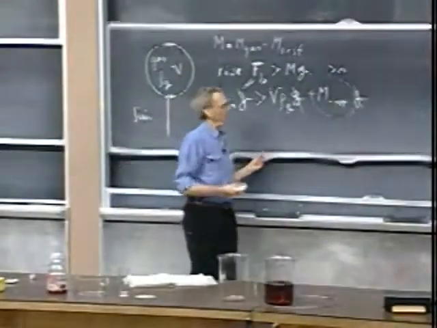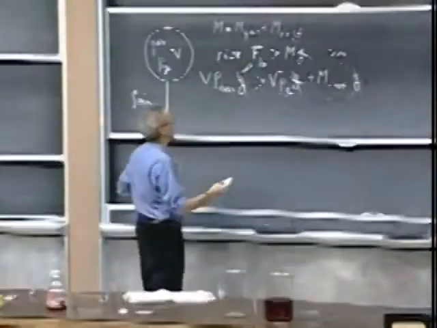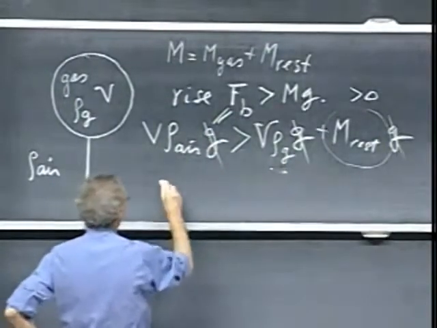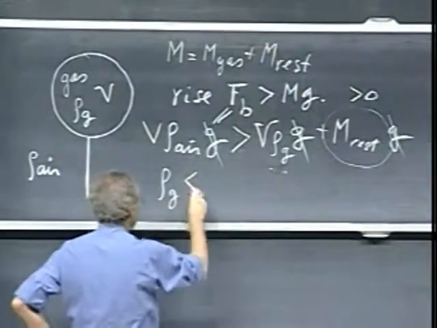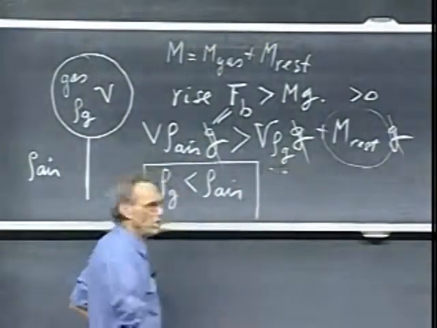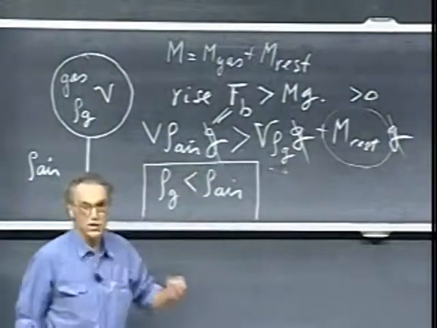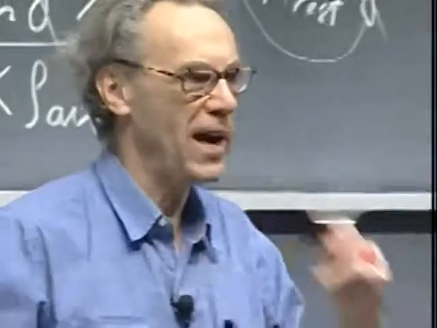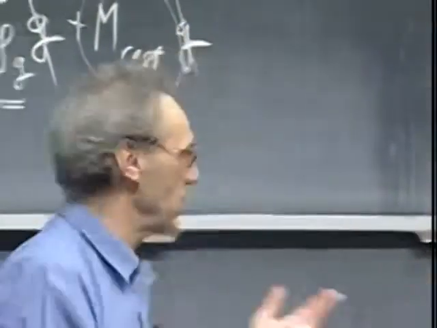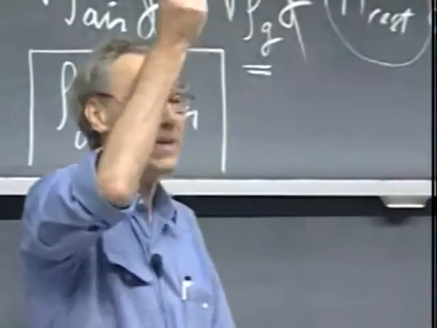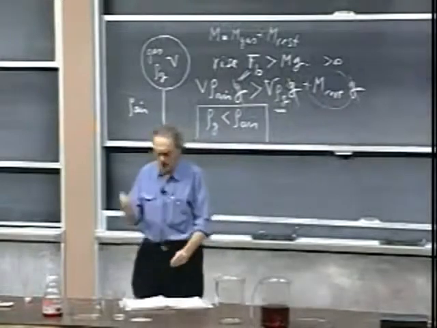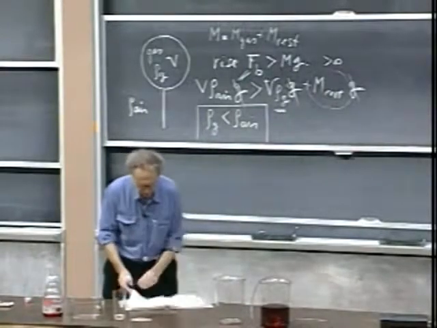But you see, the only way that this balloon can rise is that the density of the gas must be smaller than the density of air. Density of the gas must be less than the density of the air. This is a necessary condition for this to hold. It is not a sufficient condition, because I can take a balloon, put a little bit of helium in there, so the density of the gas is lower than the density of air, but it may not rise. And that's because of this term. But it is a necessary condition, but not a sufficient condition.